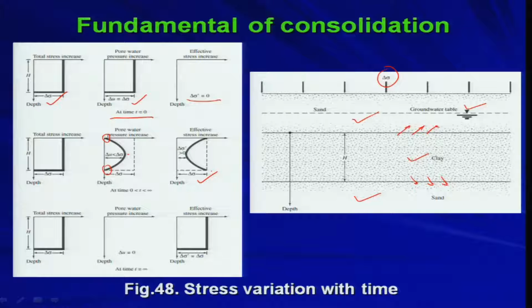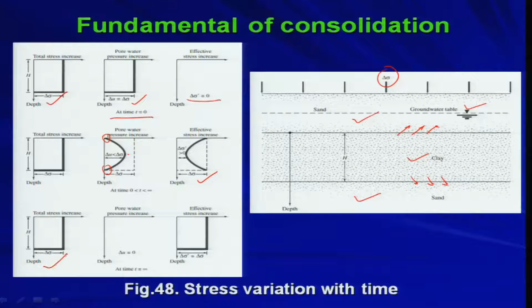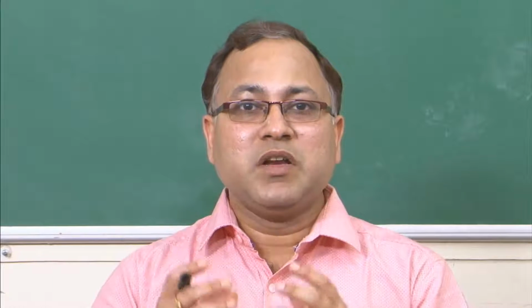Now, if t is infinity, you have allowed sufficient time to drain out the water. Then what will happen? The total stress increase will remain the same, because you are not increasing the externally applied load. So, what will be the pore water pressure? At t equal to infinity, the whole water that was under pressure has gone out, it has drained out. Your pore water pressure will be completely dissipated and will simply be equal to 0.